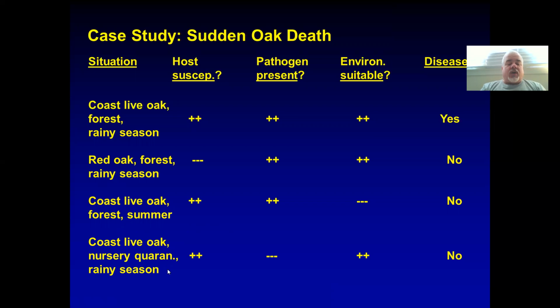What about coast live oak in a nursery quarantine? In a nursery quarantine area, you've removed the pathogen by having a clean environment. Unlike out in the forest and the wild where Phytophthora is everywhere, in a properly sanitized quarantine environment of a nursery, the pathogen isn't there. So it doesn't matter that it's raining with a susceptible host, and the disease could be happier than can be. It's not going to get the disease because the pathogen isn't there, period.